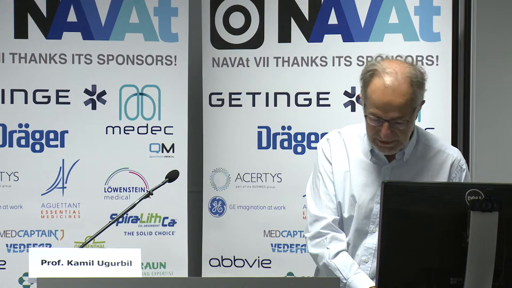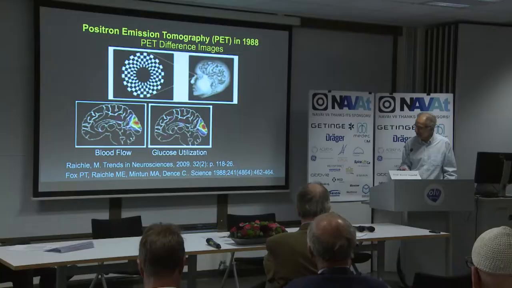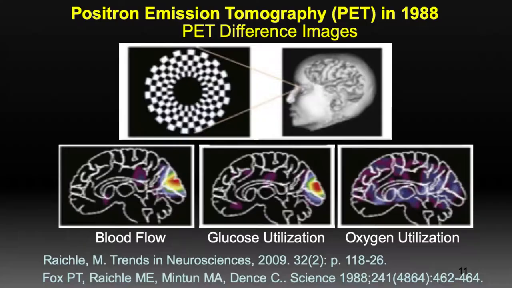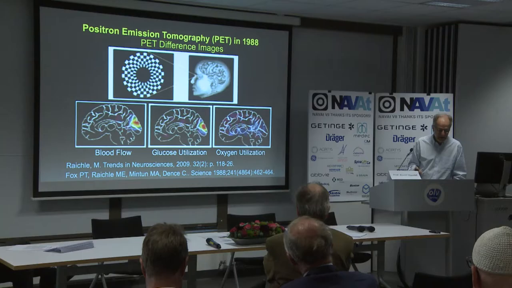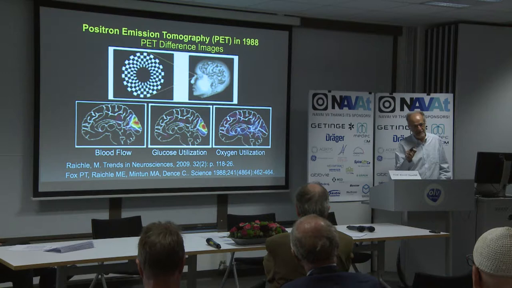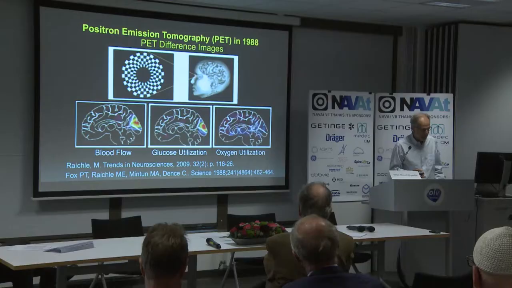But in PET, they actually looked at a couple of other things besides blood flow. Not only blood flow increases, but glucose utilization increases in the same area of the brain that is activated. But furthermore, there's an interesting observation by the PET people, namely that oxygen utilization does not increase as much as blood flow or glucose. In fact, they actually said oxygen utilization doesn't increase at all. It turns out that is really wrong, quantitatively wrong, but qualitatively it is correct that it does not increase as much as blood flow or glucose utilization.